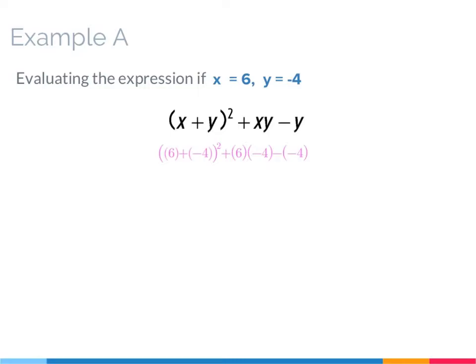So again, I'm going to be selecting the thing that I'm going to be doing next. I'm going to underline that part so I know which part I'm doing, and then I'm going to be bringing everything else down. In this case, I'm going to be remembering GEMS, and I'm going to be starting with my grouping symbols. So inside my grouping symbols, it looks like I have 6 plus negative 4. I can use my calculator for that if I don't remember my integer rules, but luckily I do, and 6 plus negative 4 is going to give me positive 2. I'm going to bring everything else down after I do that. Bring down my parentheses, bring down my 2, raised to the second power, my plus sign, my 6 inside parentheses, my negative 4 inside parentheses, minus, and inside parentheses, negative 4.